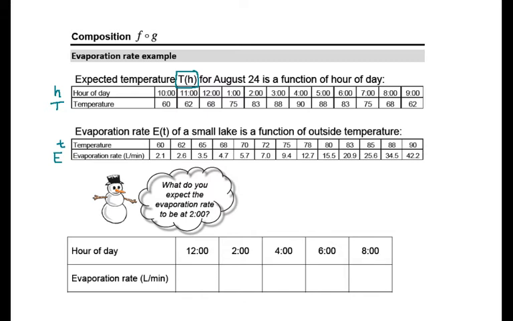Well, we can see how to calculate this without knowing anything about composition of functions. At 2 o'clock, the temperature will be 83 degrees. When it is 83 degrees, the evaporation rate should be 20.9 liters per minute. So we're going to go with 20.9 liters per minute.